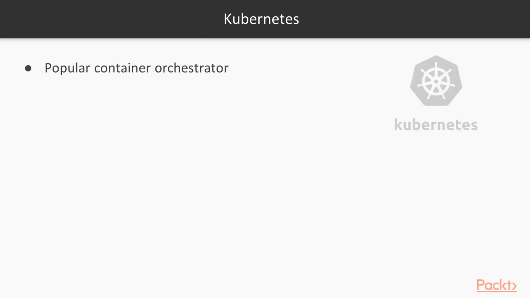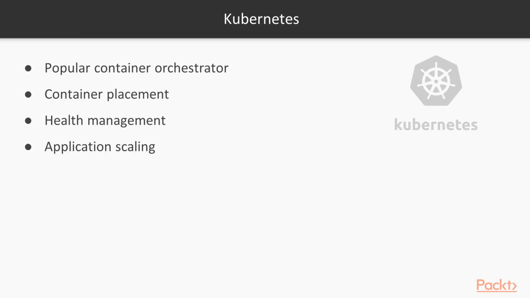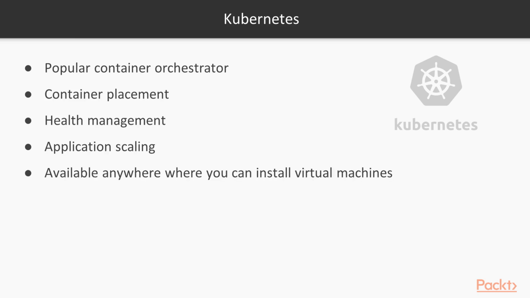Kubernetes is gaining more and more momentum as the de facto orchestrator of choice. Kubernetes makes advanced orchestration easy. This includes automatic placement of containers in the virtual machine cluster, container health management, i.e., automatic container restarting and replication, and automated application scaling. Kubernetes can be installed in Microsoft Azure, private clouds, or in hybrid environments.